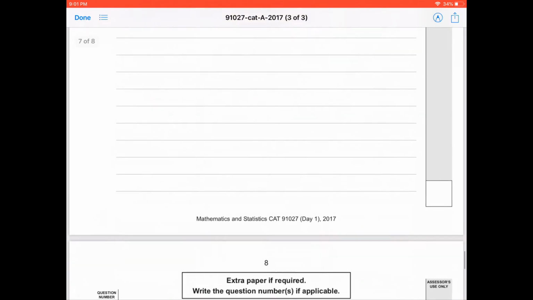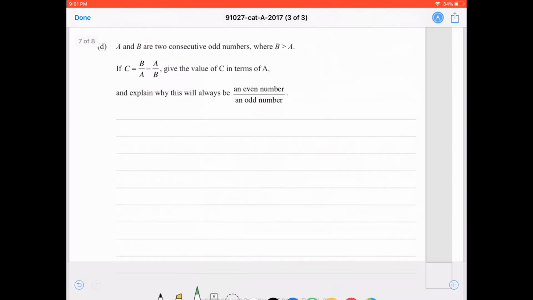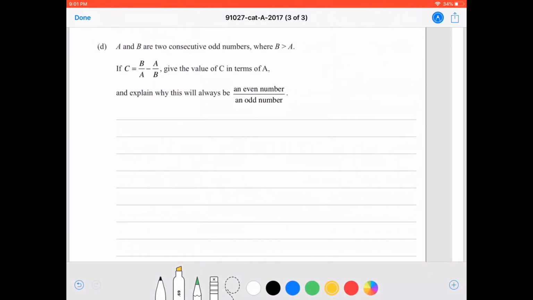Sweet. Moving on to question 3D, the last question of this paper. If A and B are two consecutive odd numbers where B is greater than A, if C equals B over A minus A over B, give the value of C in terms of A, and explain why this will always be an even number over an odd number. Okay. So we've got this equation, C equals B over A minus A over B.